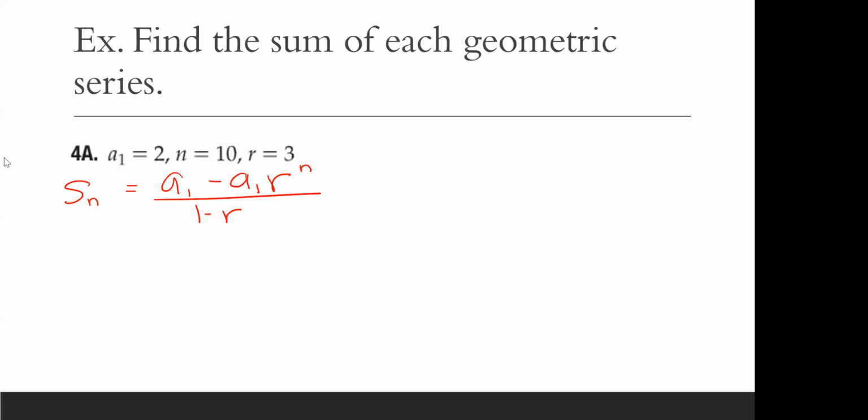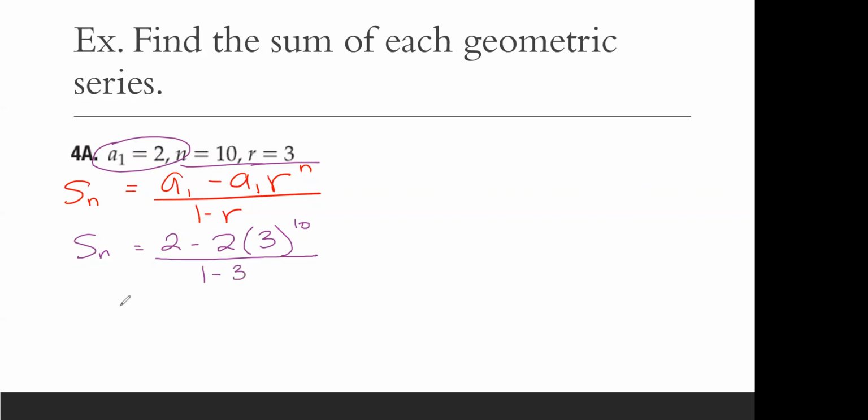So then I plug in the information that I'm given. I know a sub 1 is 2, so that's 2 minus 2. My ratio is 3, and n is 10. Then down here in our denominator, we have 1 minus r, which is 3. Then we can simplify this. S sub n is equal to 2 minus 2 times 3 to the power of 10. You plug that into the calculator and you end up getting 59,049, and then 1 minus 3 is negative 2.